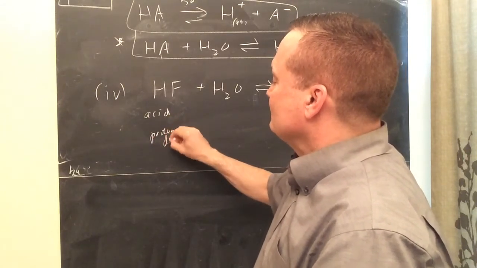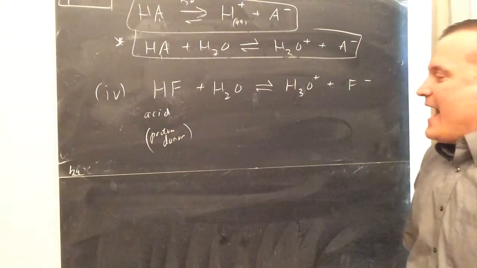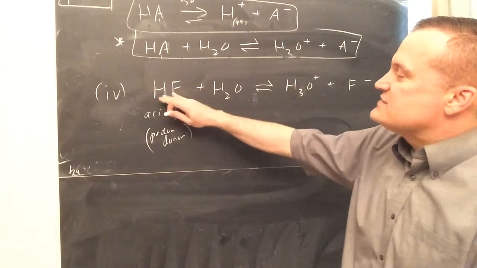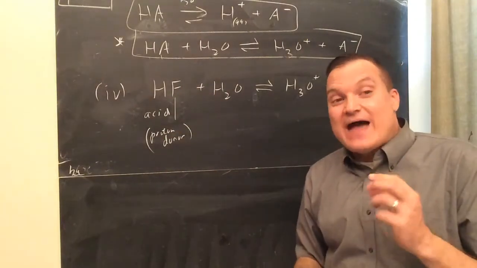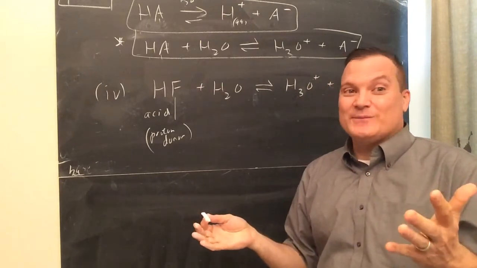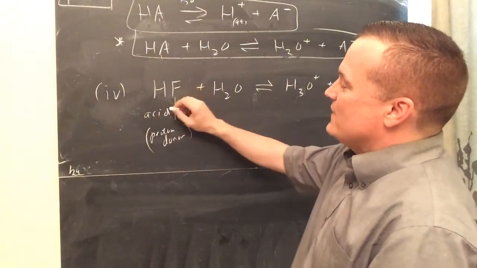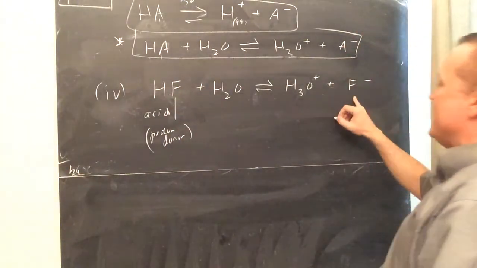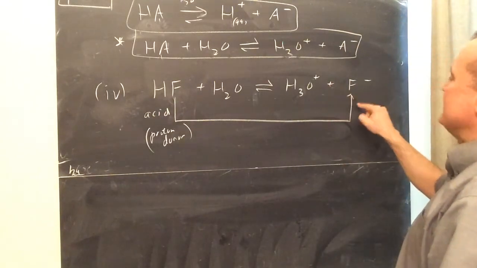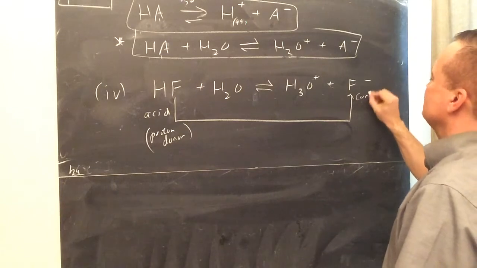Okay, now after it donates the H plus, when H plus leaves, what is left over? That is called the conjugate. It's kind of like the alternate form, like an alternate personality. HF is the acid form. Take away the H and now you're just F minus. So that's your acid, and that is actually called a base, the conjugate base.